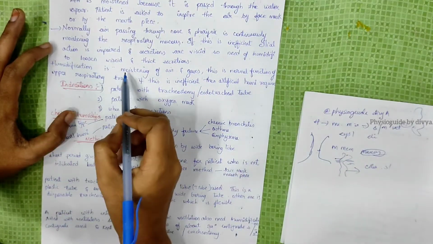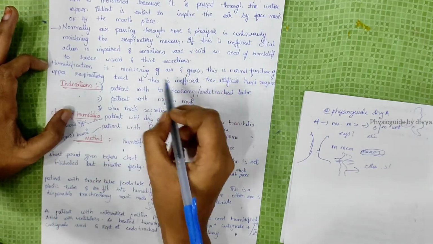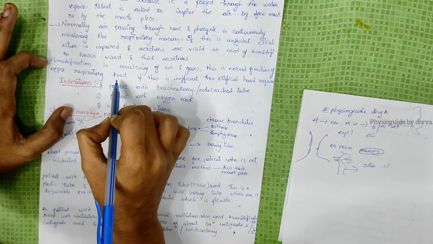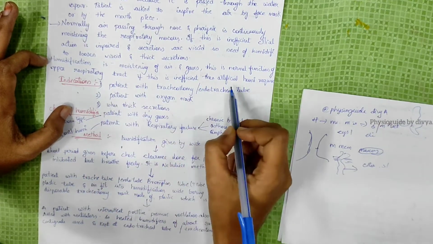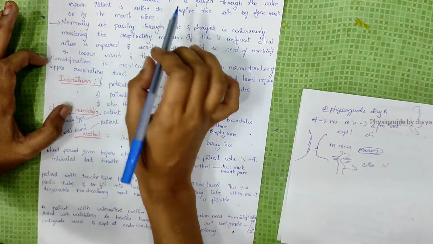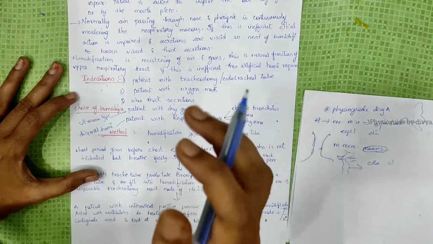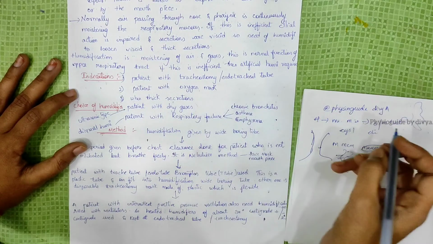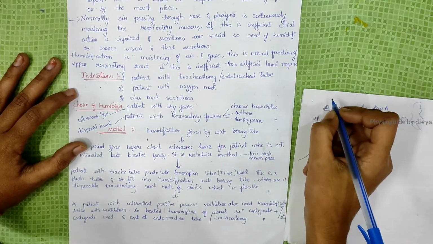Again, what is humidification? Humidification is moisturizing of air and gases. This is a normal function of the upper respiratory tract. If this is insufficient, then artificial humidification is required. Who will we give this humidification to? The indications are patients with a tracheostomy or an endotracheal tube.